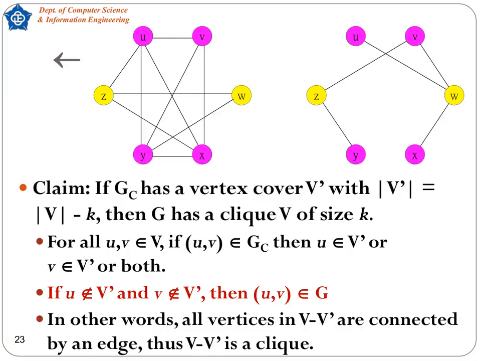Here's the key observation. Whenever 2 vertices both lie outside the cover V', their connecting edge cannot appear in the complement G_C, so it must lie in the original graph G. On the right, we highlight exactly those magenta vertices and their connecting edges in G, forming a complete subgraph of size k. In other words, removing the cover from the complement leaves a set of k vertices all mutually connected in G, so we've found a k-clique. Thus, a vertex cover of size n minus k in G_C directly yields a clique of size k in G.